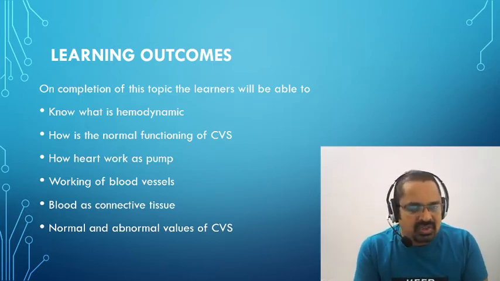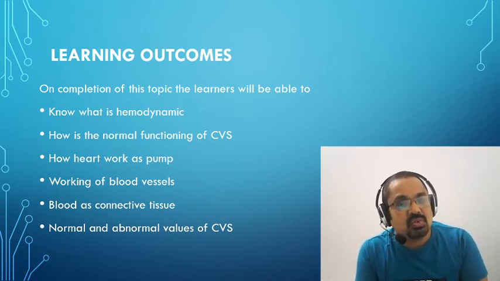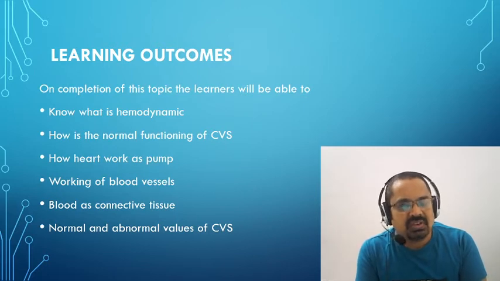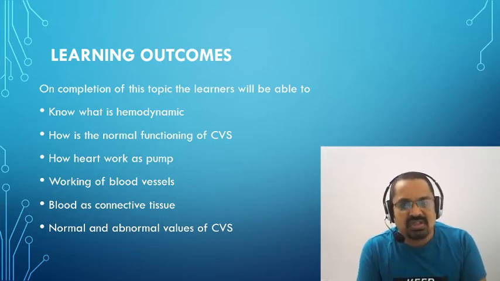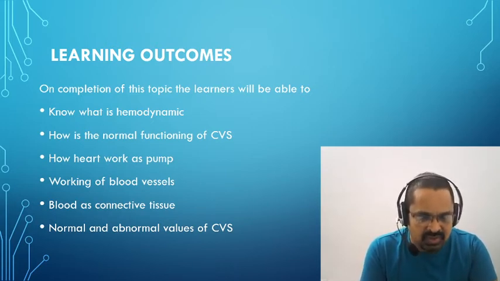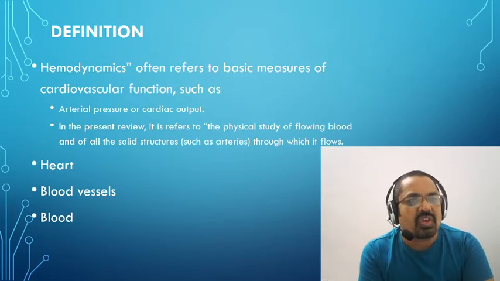I want to highlight that this topic, hemodynamics, we will be covering in two parts, part 1 and part 2. Basically we are dealing with the cardiovascular system. So what does a normal cardiovascular system mean? Before going to the pharmacology of the cardiovascular system, we should know the normal values of the cardiovascular system, and how it works normally.